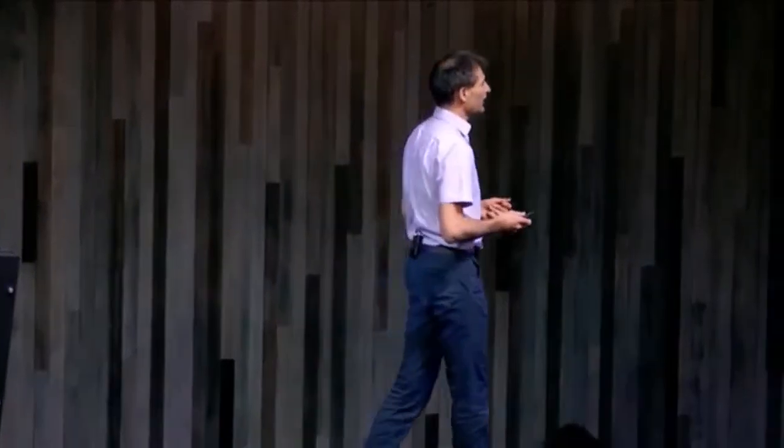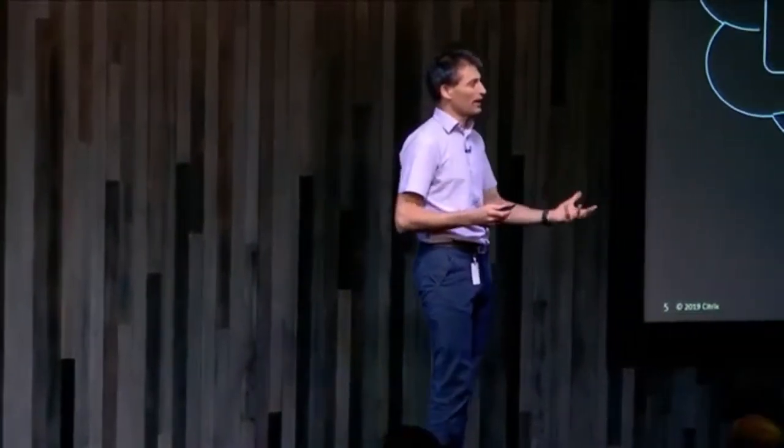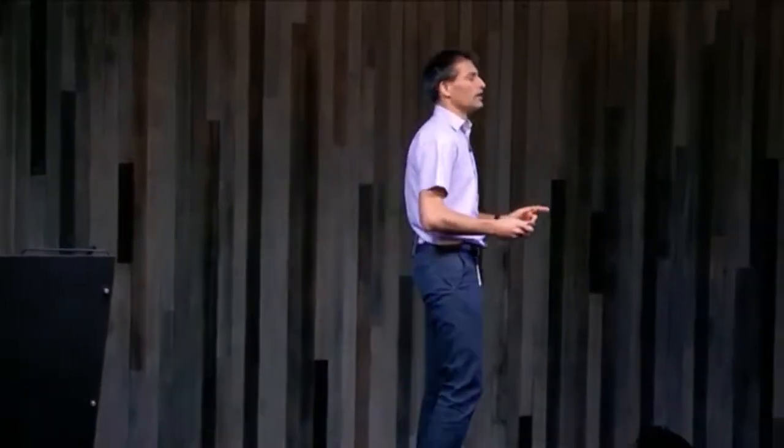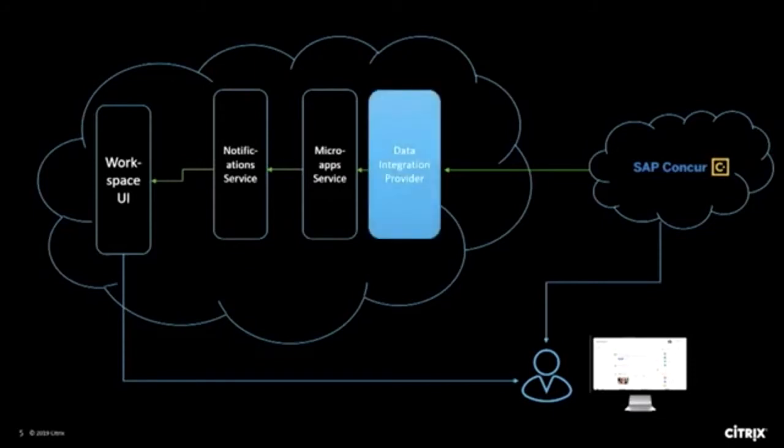OK. We have Citrix Cloud. It's warm and fluffy and blue. And inside it, we have a service that gives you the UI that you're going to push out to an end user. Now, we also, of course, have systems of record like Concur in this case, and the user can go directly to those systems of record in their web browser as they do right now. But of course, what we want to do is give them those actionable notifications that Jay talked about before. So we have these services in Citrix Cloud, Microapp service, notification service, and we're going to bridge into Citrix Cloud with that data integration provider.